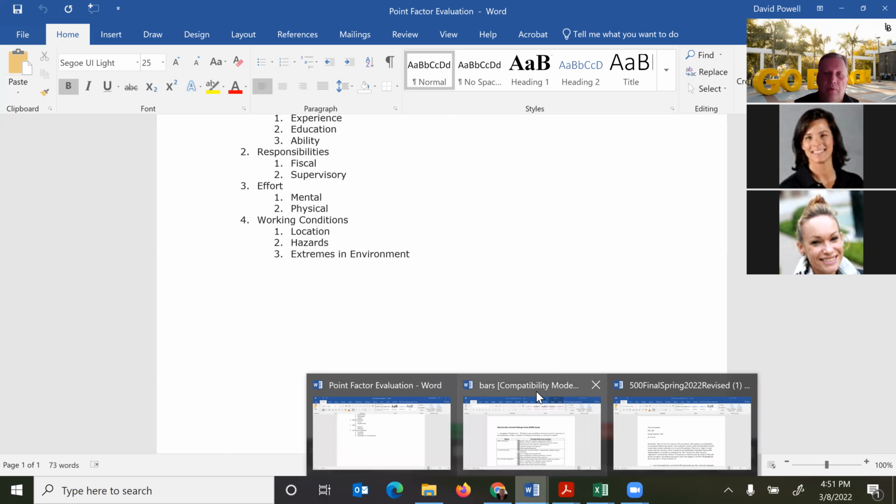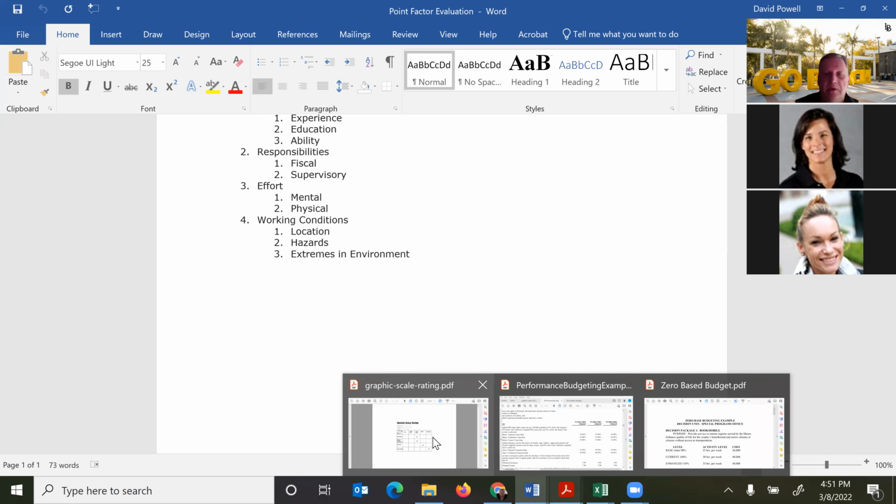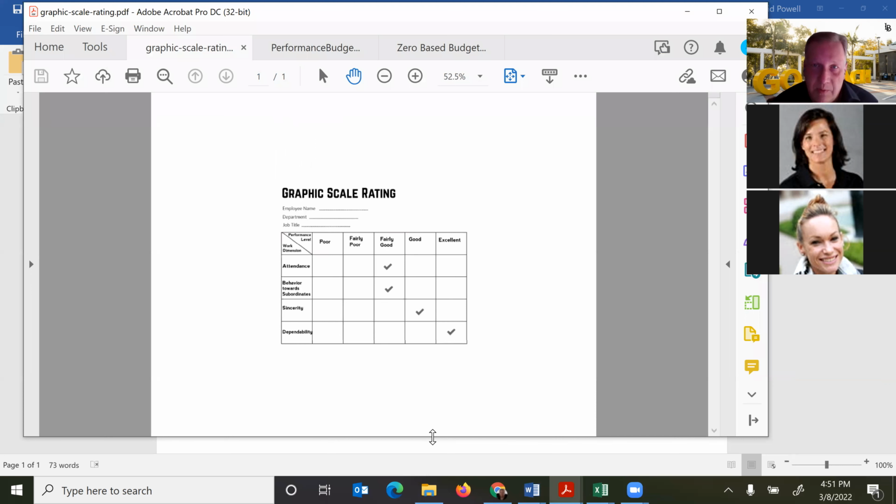Let me now show you, here's a graphic. Let's go to performance evaluation. In performance evaluation, you're probably familiar with graphic rating. That's the most common type of performance evaluation process, and it's what you're very familiar with. You have your different categories: attendance, I know it's not easy to read, but attendance, behavior towards subordinates, sincerity, dependability, and then your ordinal categories. So poor, fairly good, good, excellent, however you want to arrange your categories.